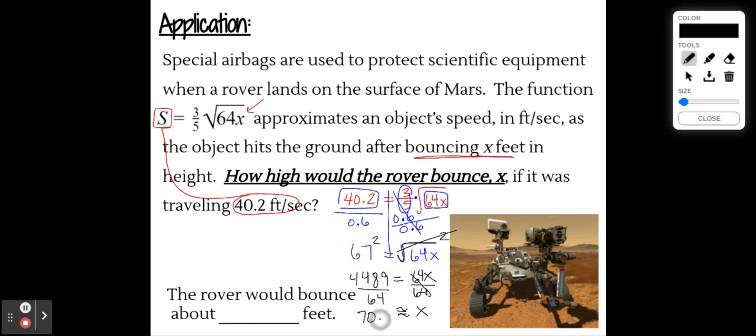Approximately 70.1 is what I'm getting. So let's answer the question. The rover would bounce about 70.1 or 70 and 1/10 feet.